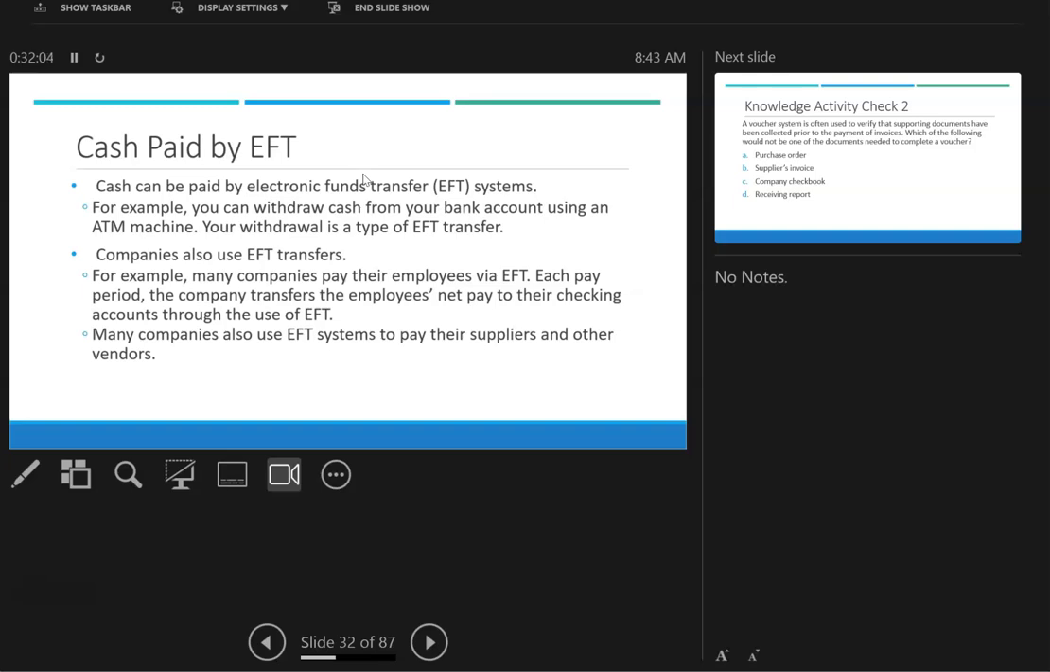Cash, when it's paid by electronic fund systems, so guys, not many people write checks anymore. A lot of my clients that are in their 20s and 30s don't even know what a check looks like, because they just don't even have them, because everything can be done electronically.